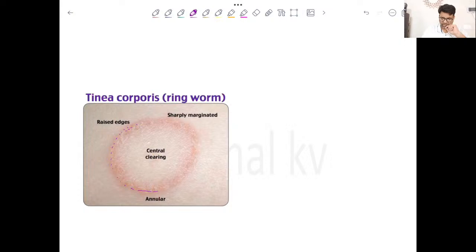So you can see a ring kind of lesion here, right? And here the edges are raised, and sometimes we can also see scales, right? And it is sharply marginated. You can clear cut define the limit of the lesion. So this is typical tinea corporis, right? Very easy to identify, tinea corporis.